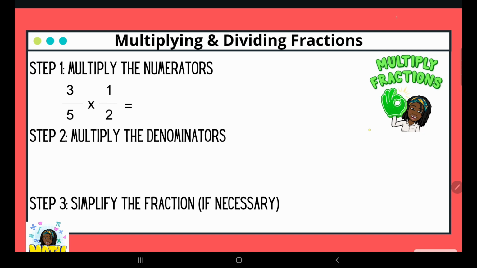Let's go ahead and take a look at our example. 3 times 1 is 3. 5 times 2 is 10. So I just went ahead and multiplied my numerators and my denominators. Now 3 over 10 cannot be simplified any further. There's no number that goes evenly into 3 and 10. So this would be my final answer of 3 over 10.